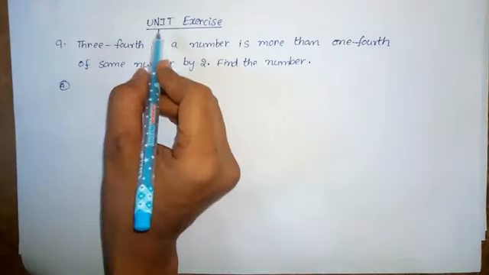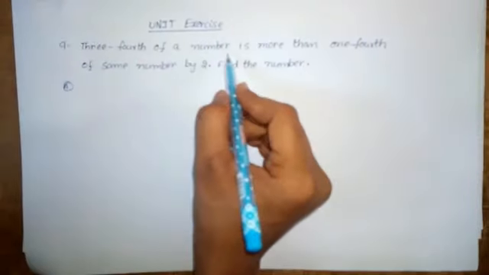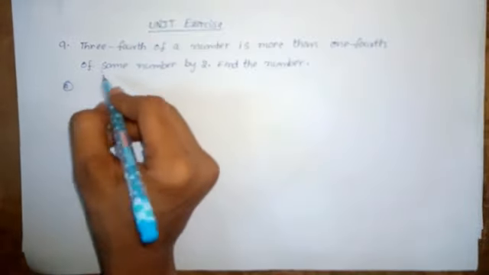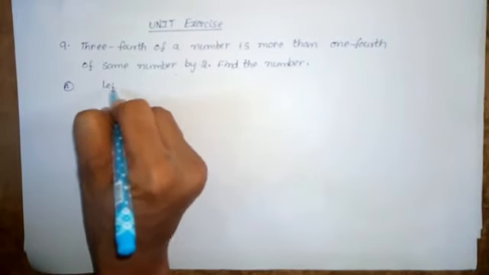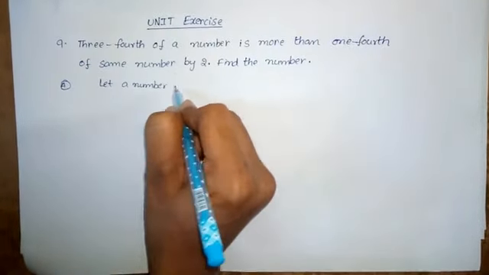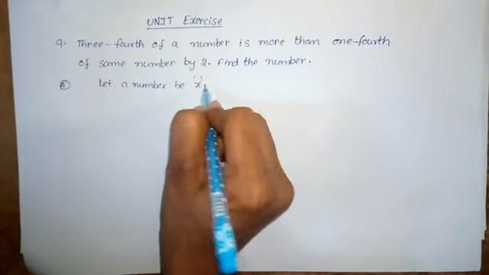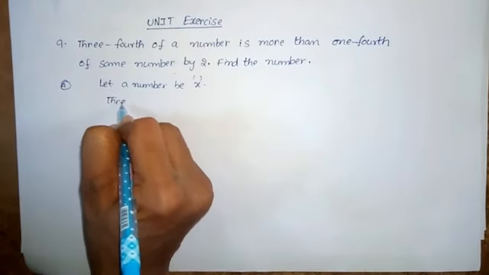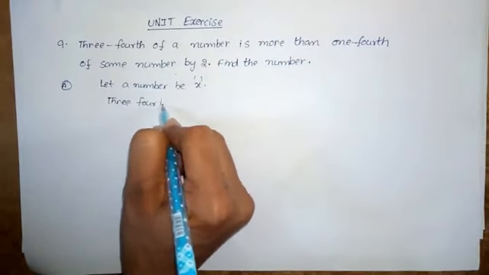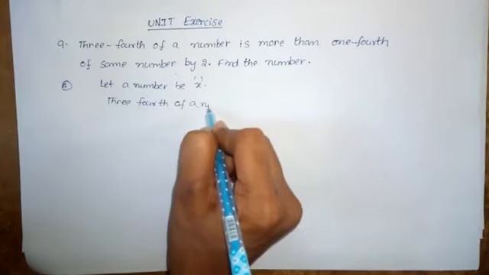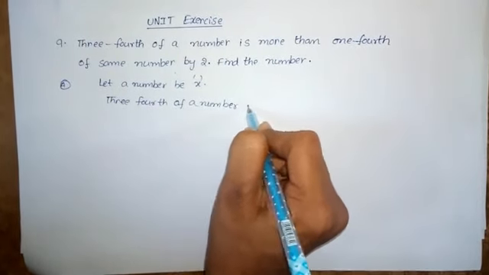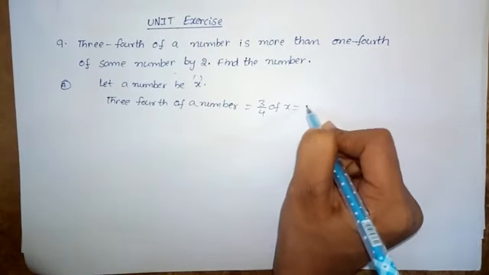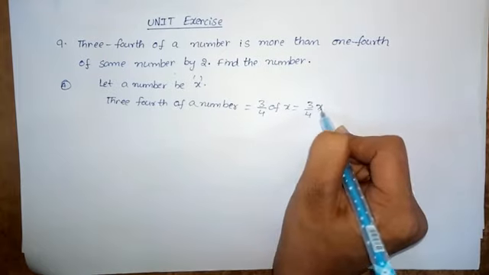Next problem, unit exercise 9th one. 3/4 of a number is more than 1/4 of the same number by 2. Find the number. So let a number be x. So 3/4 of a number is equal to 3/4 of x, nothing but 3 by 4 into x.